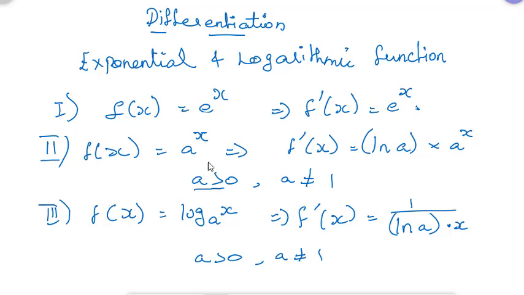And the second formula is for the exponential with base a. If they give the a power x value, first you have to find ln a times a power x. One thing, a is always greater than 0, and one more thing, a does not equal 1.